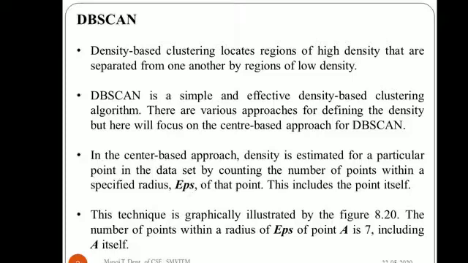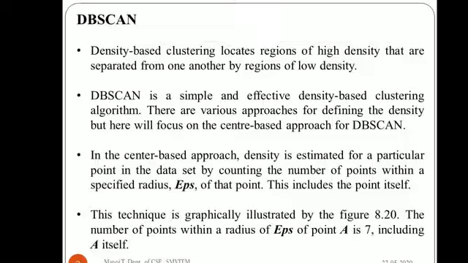Dear students, in this video lecture we will be seeing another important category of clustering, that is density based clustering, and we will subsequently see the algorithm and the issues related to DBScan and its strengths and weaknesses. So density based clustering locates the regions of high density that are separated from one another by regions of low density. DBScan is a simple and effective density based clustering algorithm.